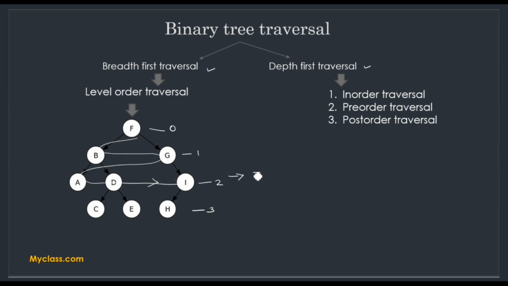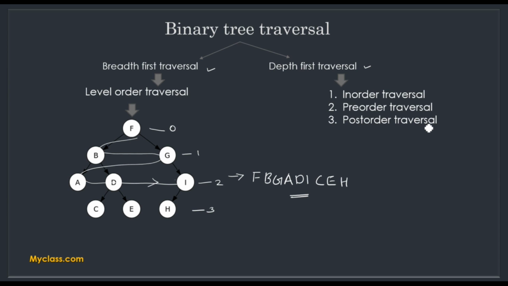First we are traversing F, the 0th level, where only one node is there. Here we are traversing left to right. So in the first level, BG is there, so we are writing BG. In the second level, ADI, we are writing ADI. Next, in the third level, CEH. So this is the level order traversal of a binary tree. This is breadth first traversal.